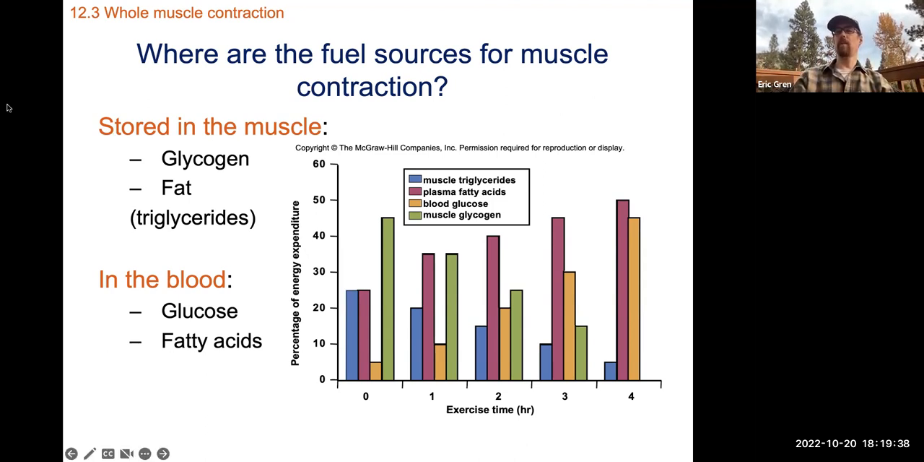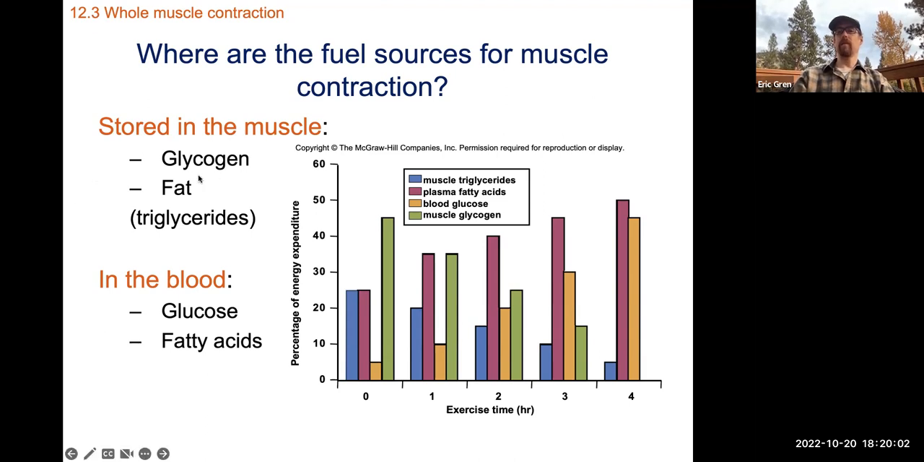Glycogen is just a complex of tons and tons of individual glucose molecules all bound together, okay? So glycogen is an energy storage molecule. It's in your muscle tissue, okay? And it's one of the first energy sources that your body accesses when it needs energy, okay?